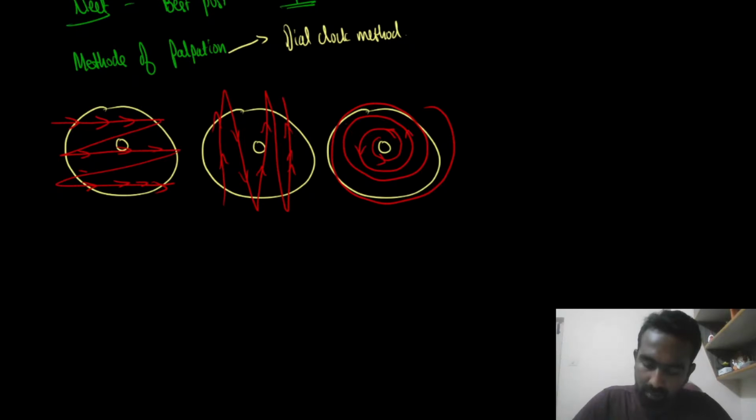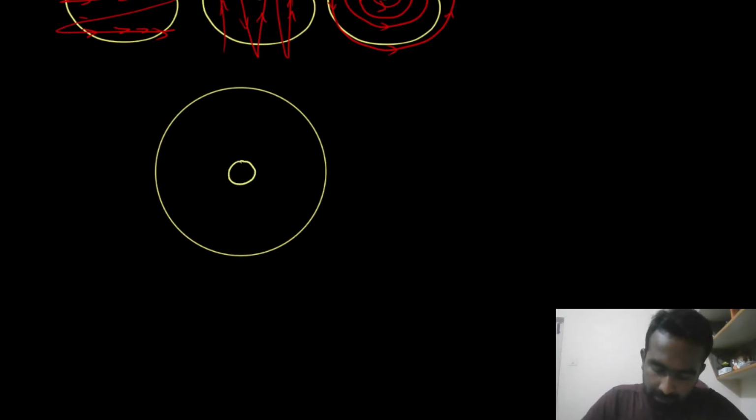Most of you know, from your practicals, what we teach is circular motion. How to palpate the breast? Centrifugally outwards in an anti-clockwise direction, using the pulp of your finger, which is circular. What is the dial clock method? Most people think the circular method is the dial clock method. No, the dial clock method is different.